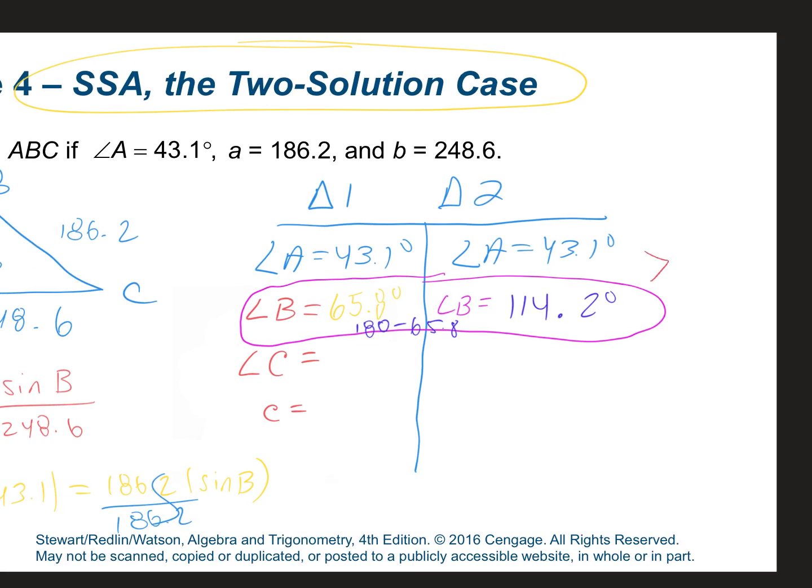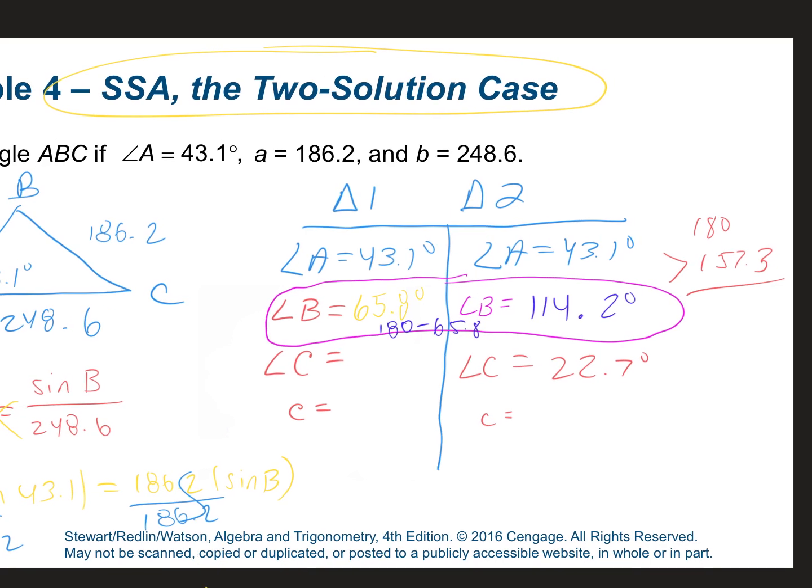Now, if a second triangle exists, this is how you'll know. Add up these two numbers: 114.2 plus 43.1. What do you get? 157.3. If this number, when you add these two together, is less than 180, then yes, there's a second triangle. So 180 minus 157.3, this angle is 22.7 degrees. If it were more than 180, there would not be a second triangle, correct? Say you got 195, that means there's not enough for a second triangle.